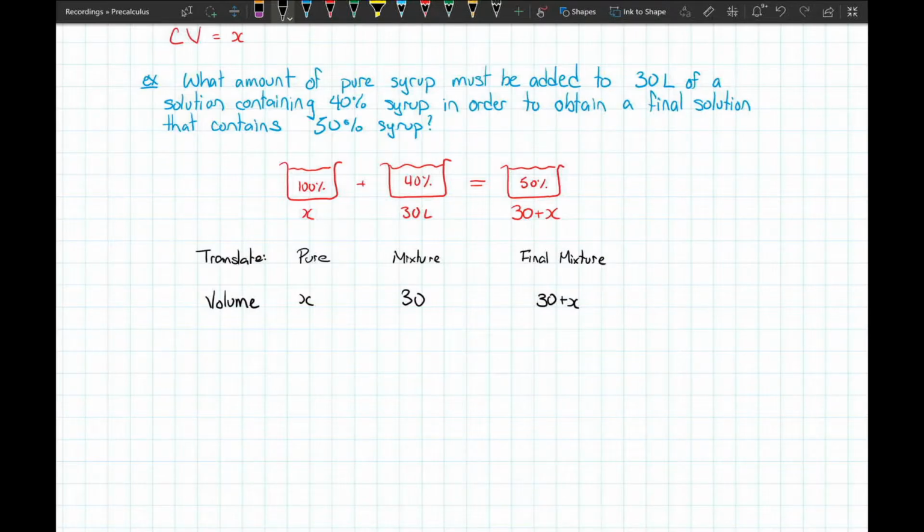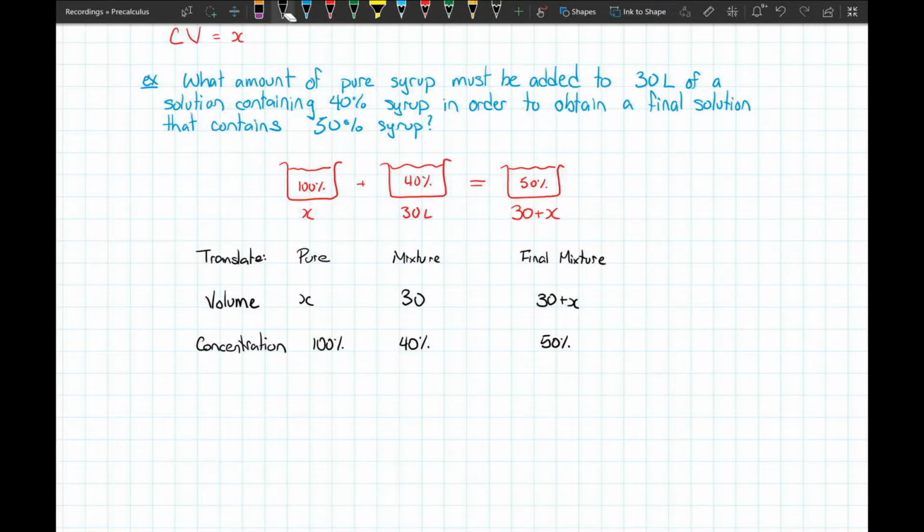Now, what about concentration? We could add that as another row. In the concentration row, pure syrup has a concentration of 100%. The mixture we started with has a concentration of 40%. And for the final mixture, our goal is to get 50%. Now that row doesn't make any sense to add up. The first row is fine. We can say X plus 30, which gives us 30 plus X. But the next row, unfortunately, is not a valid equation. 100% plus 40% certainly doesn't equal 50%.